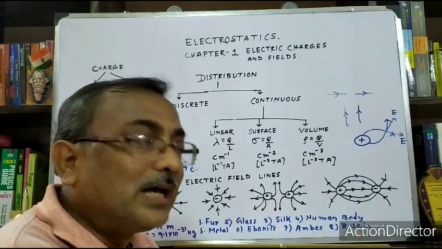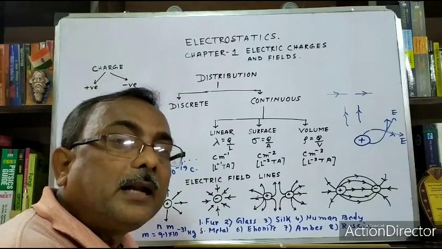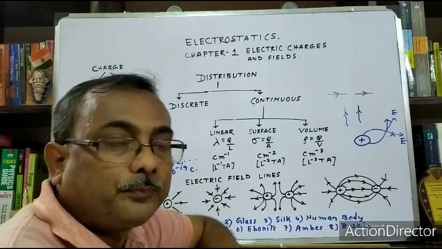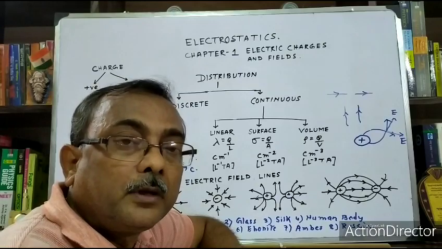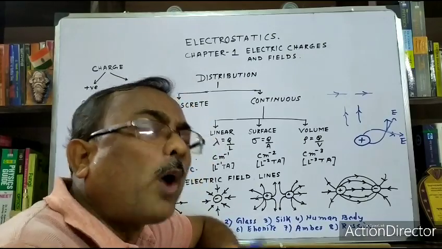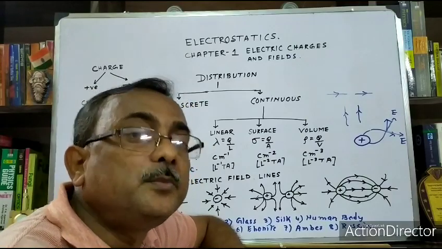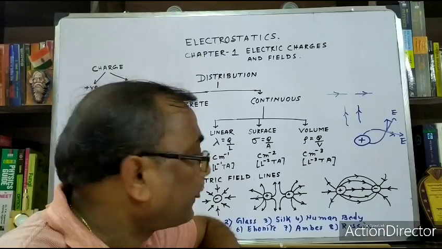You know from the lower classes that like charges repel each other and unlike charges attract each other. Today we will come to know the reason behind it. So if it is asked why two similar charges repel each other and dissimilar charges attract each other, now you will be able to answer the question.